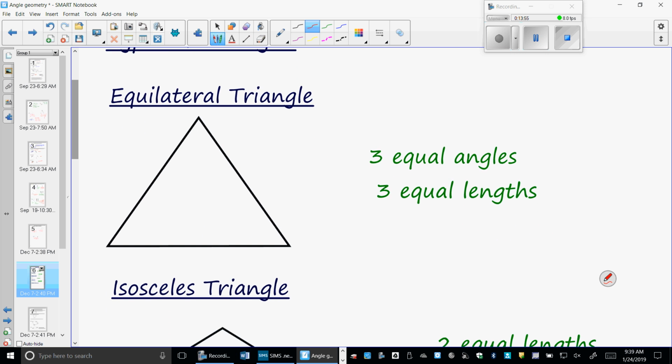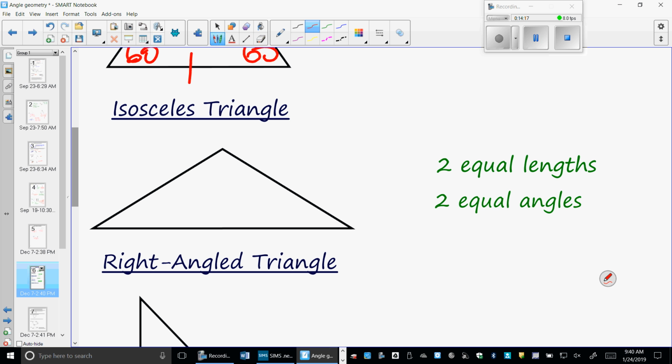So equilateral triangles have 3 equal angles and 3 equal lengths. We show them as equal lengths by dashes on them. What does that mean each angle is? 60. You have to remember that the equilateral triangle always has angles of 60. Okay, so that's something to look out for.